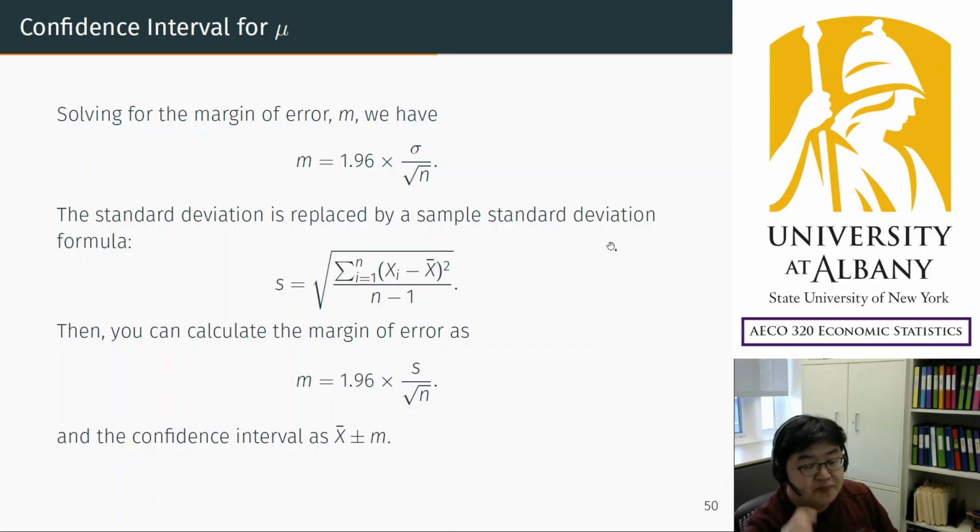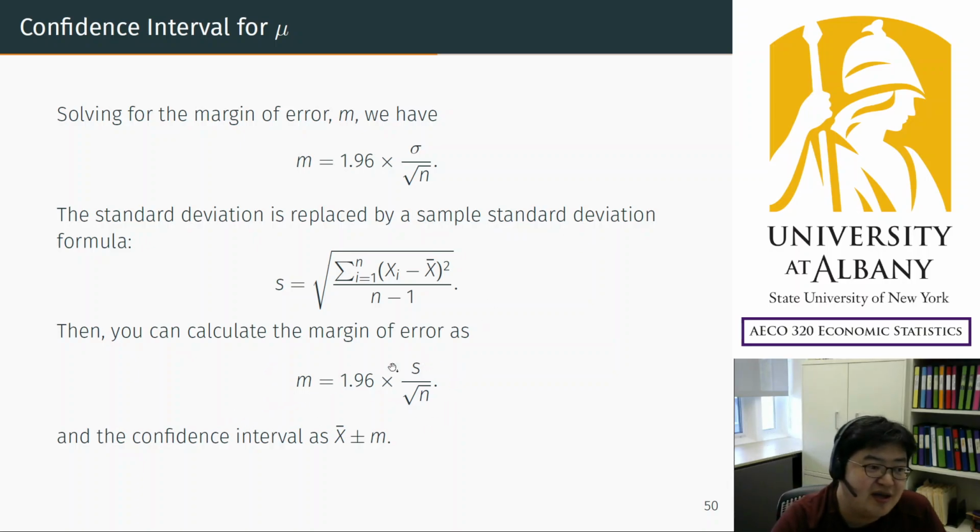So in the end, the formula is pretty simple. And usually in practice, as a rule of thumb, the 1.96 is approximated by 2. So plus minus 2 s over square root n is commonly used. So 2 is used as an approximation to 1.96.